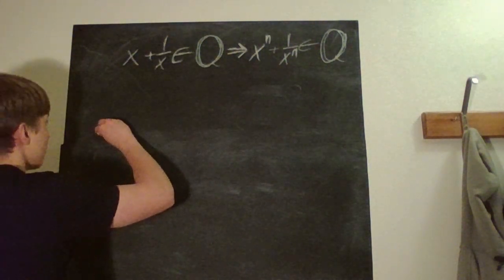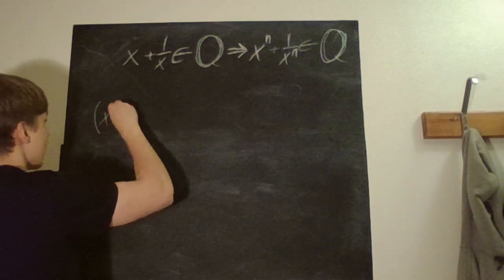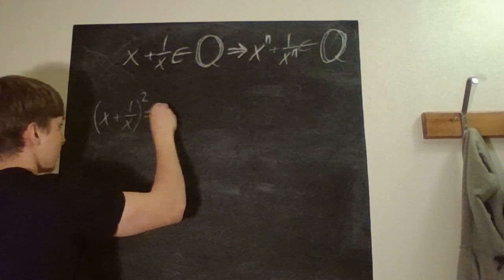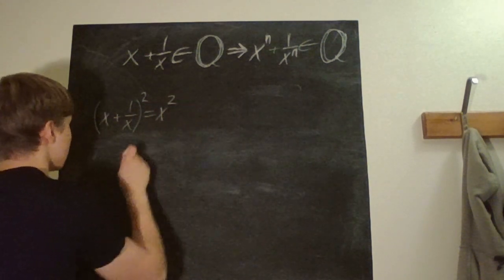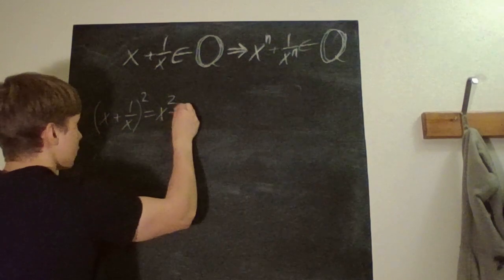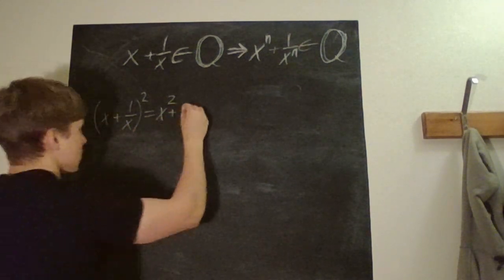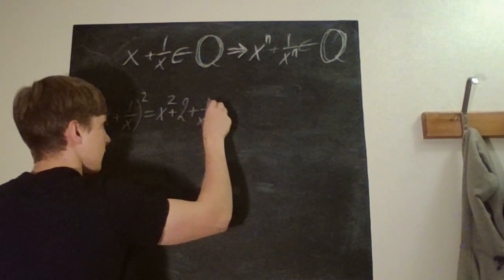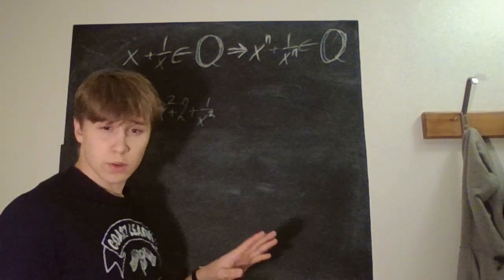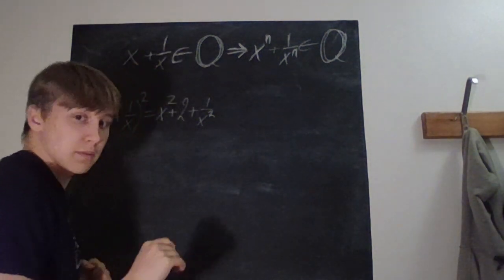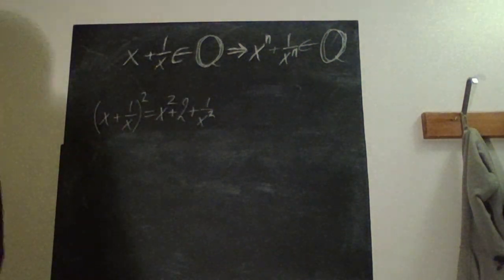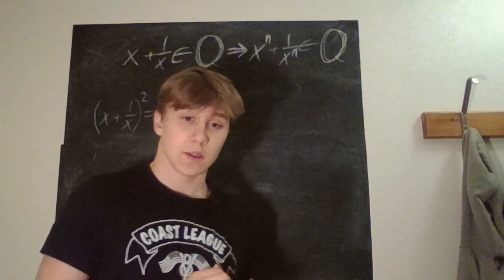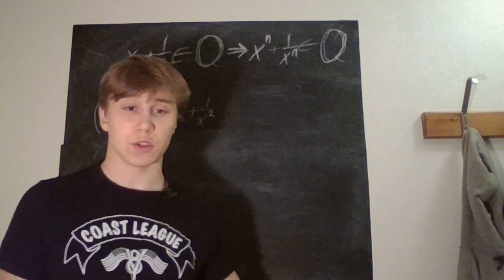If we have x plus 1 over x squared, what is that? That is x squared plus 2 times this, so that's just 2, and then plus 1 over x squared. Okay, so you might see where I'm going with this. You might. So, how will we do this? We will do this with a proof by induction.